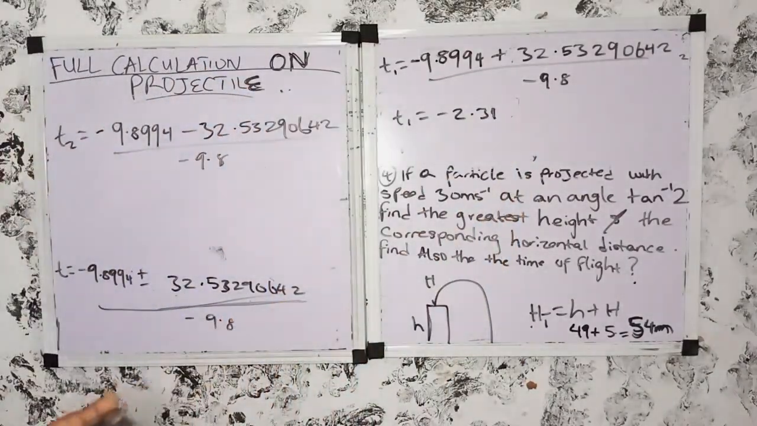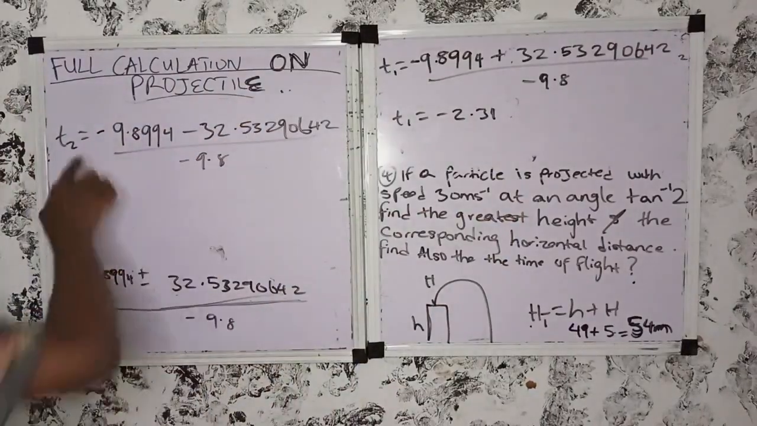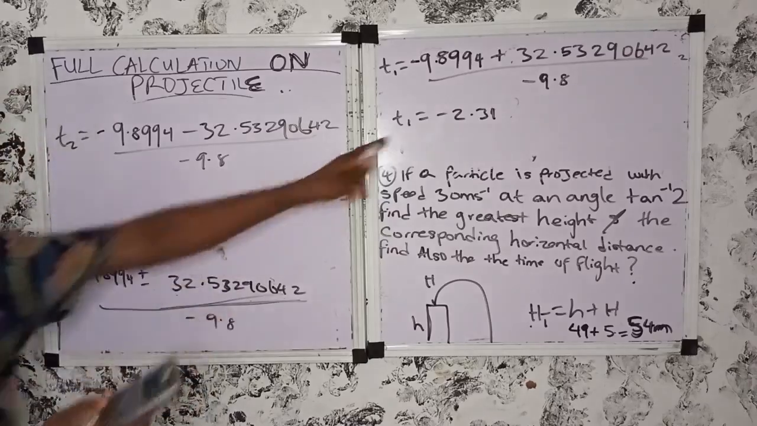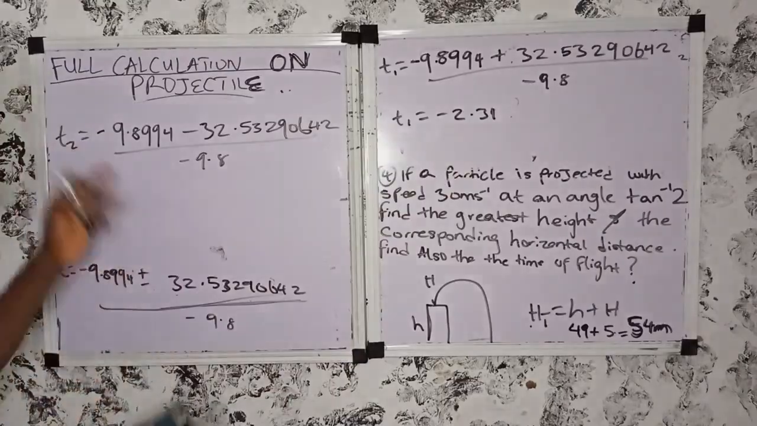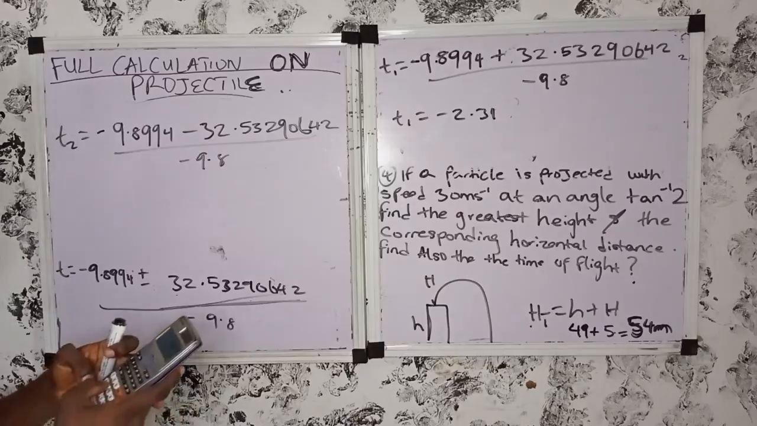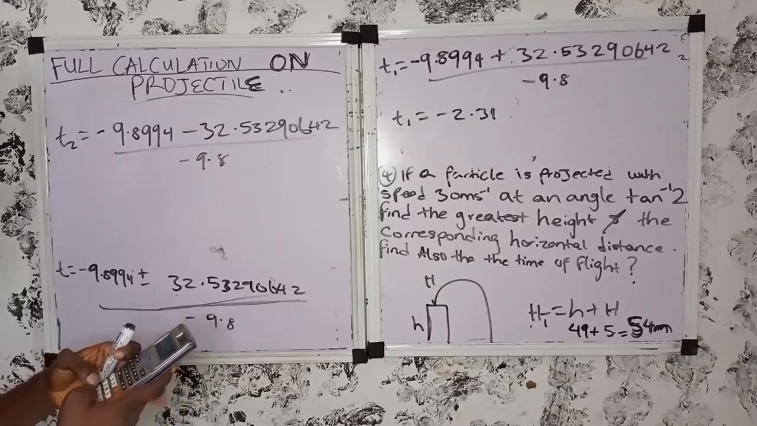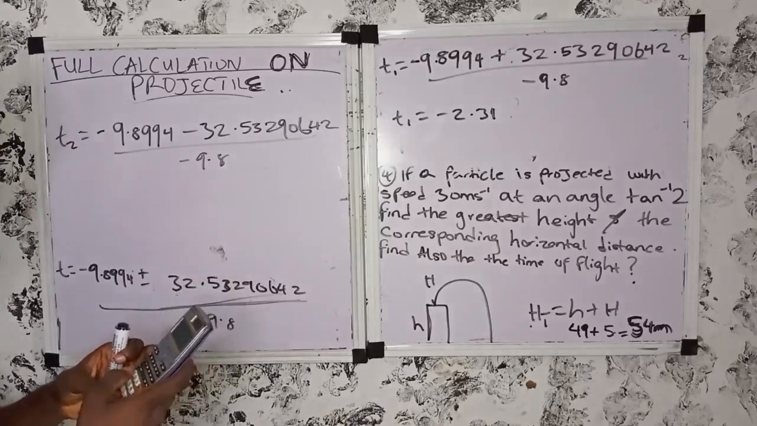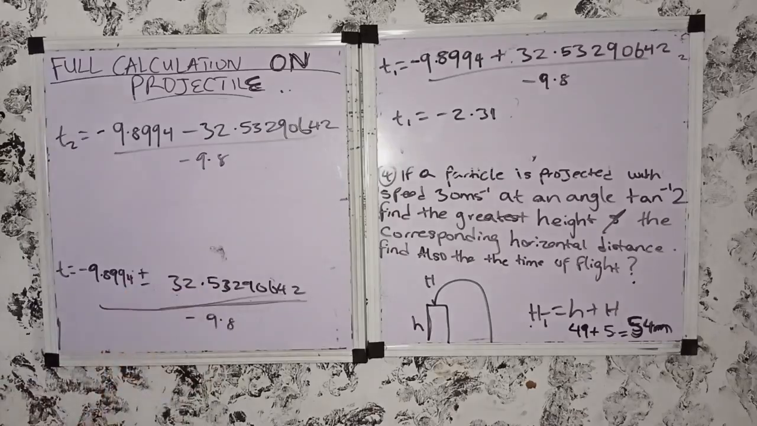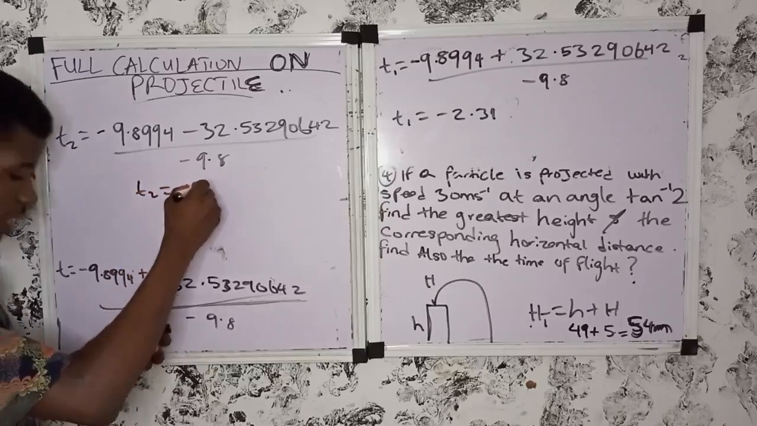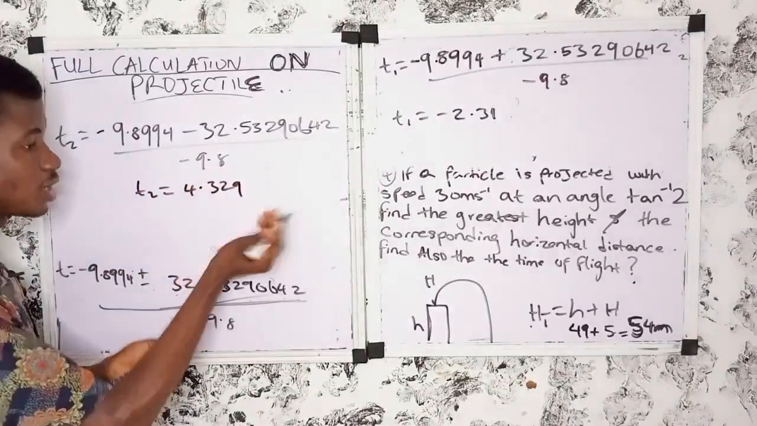Now let's do the other part. Our t1 is minus 2.31. So now minus 9.8994 minus 32.53290642, divided by minus 9.8. So we get our t2 as 4.32, approximately.